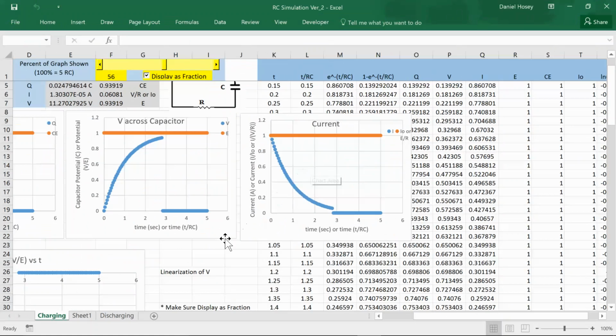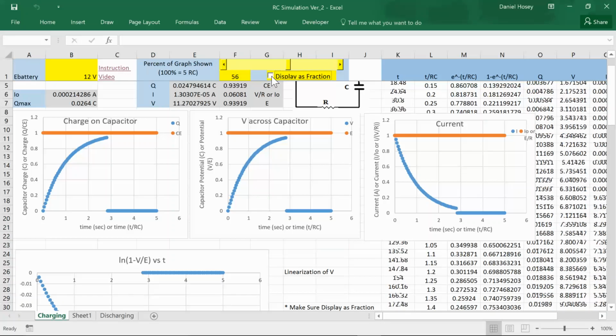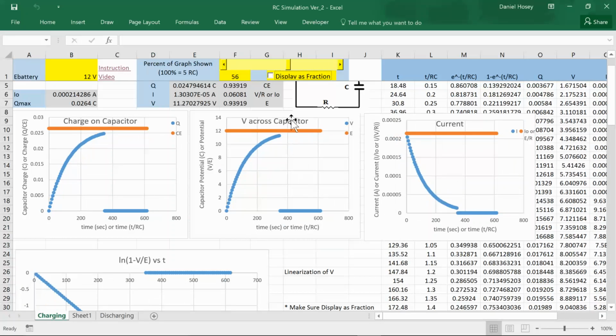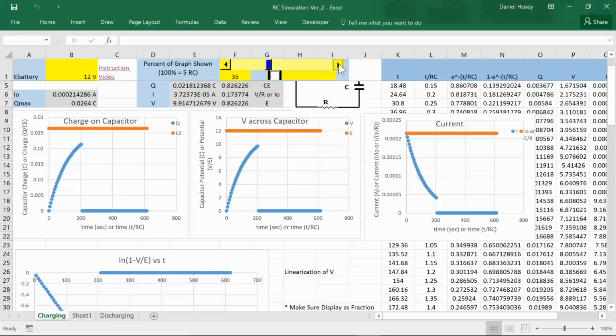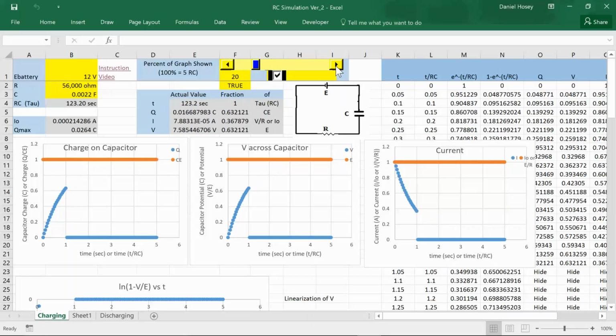So once again, here's a simulation I made in Excel. And if you notice, I've been toggling on and off this display as a fraction button. This is the raw time in milliseconds. So you can see the charge and the voltage going up with time and the current going down with time. Or it's useful to display it as a fraction of tau, meaning is it 1 time constant or 2 time constants, etc. Of course, that's not working for me now, but there we go. And again, when you look on the graph, for example, of voltage, when you go 1 time constant, 1 tau, the voltage is at 63% and the current is at 37%.